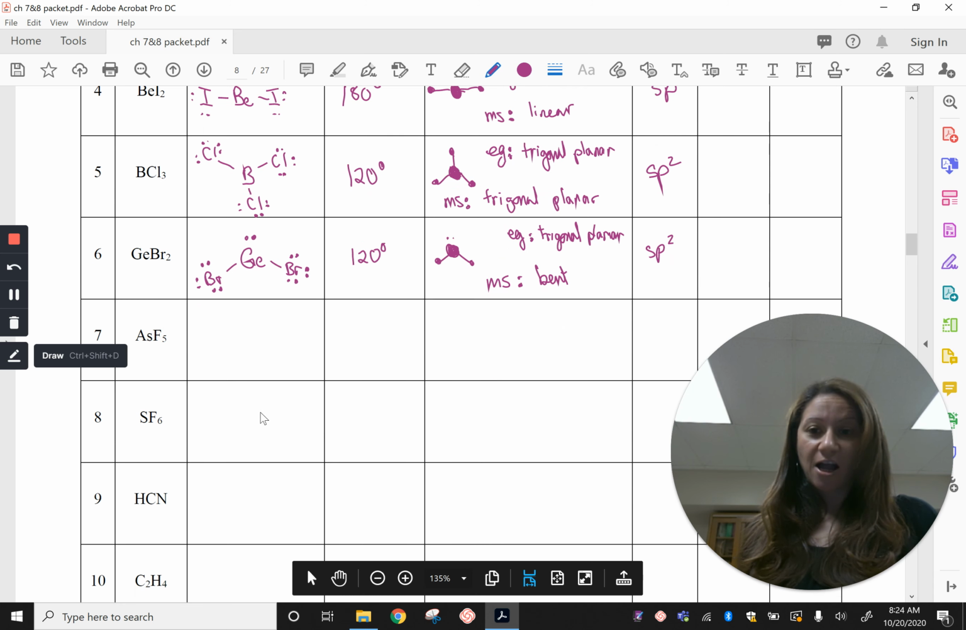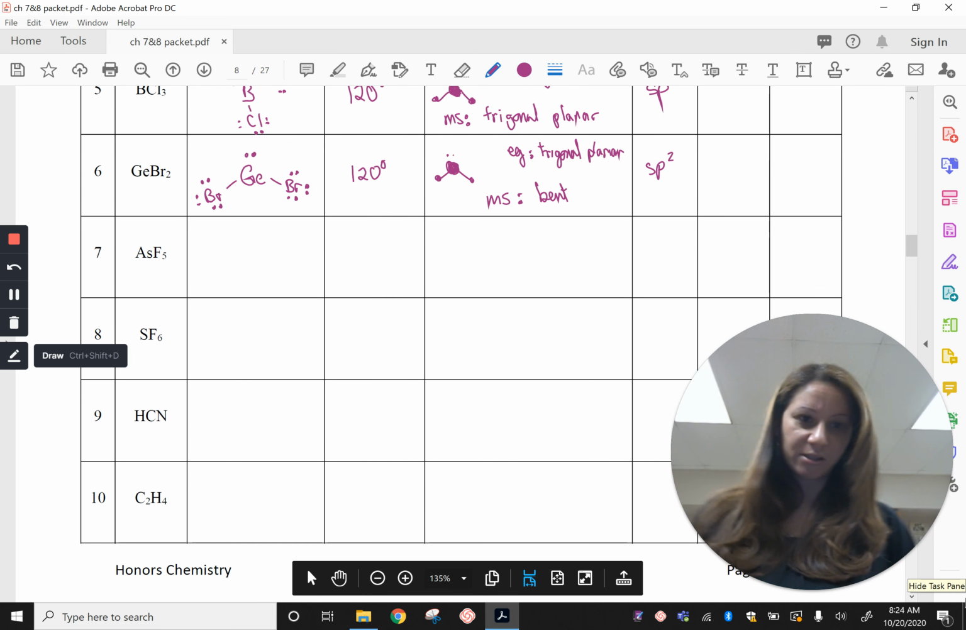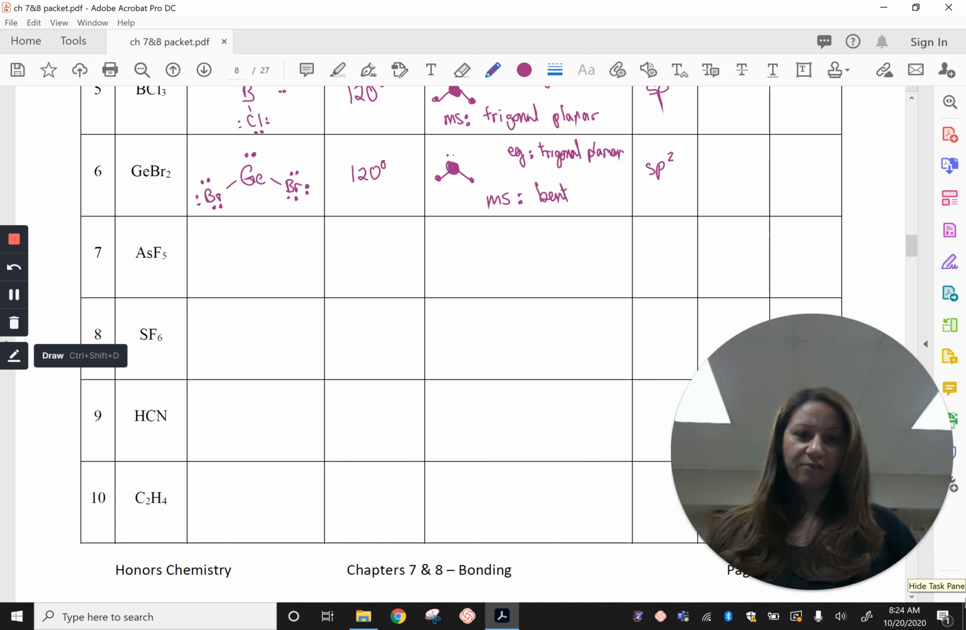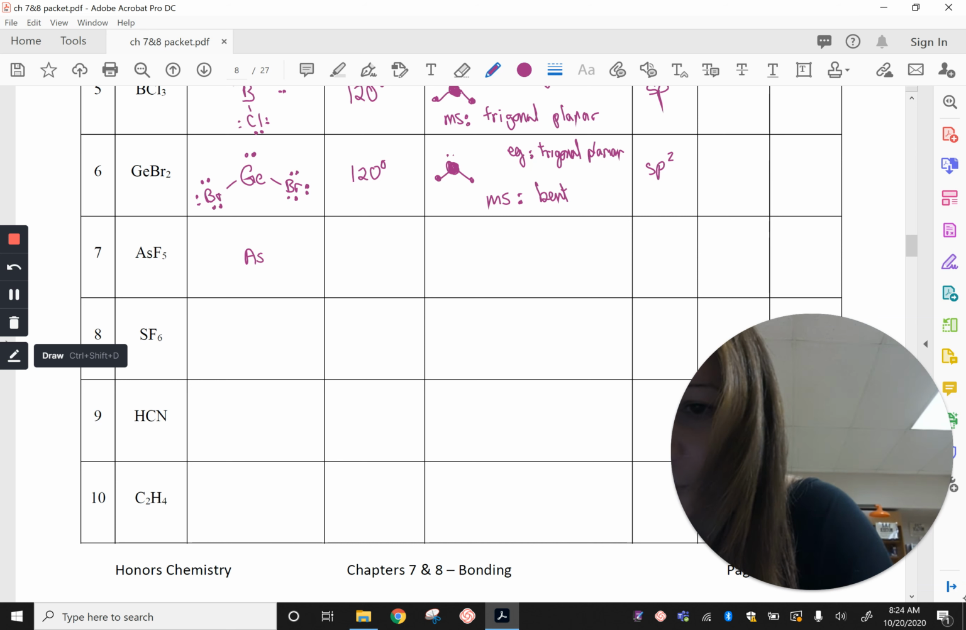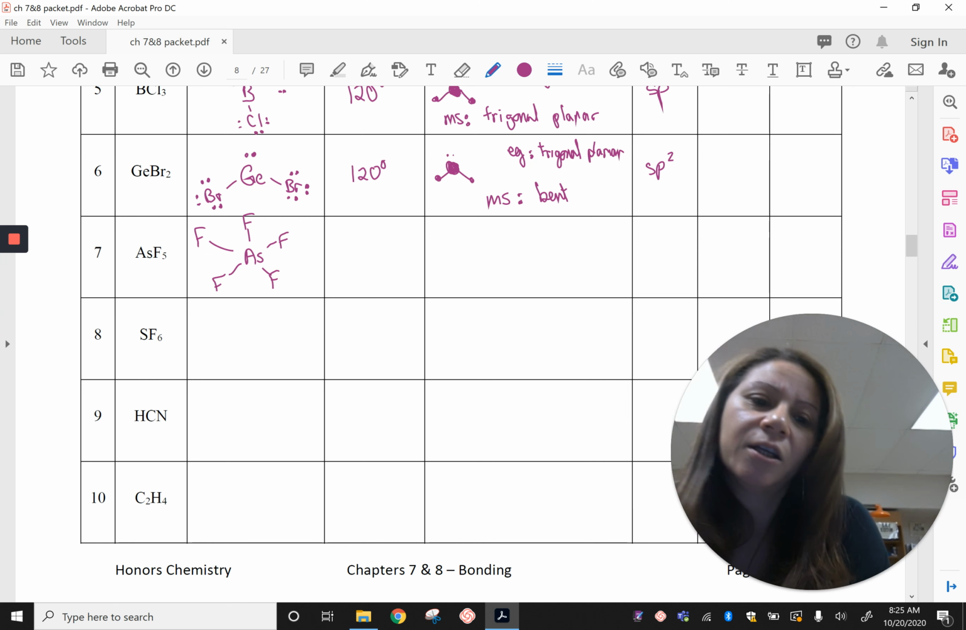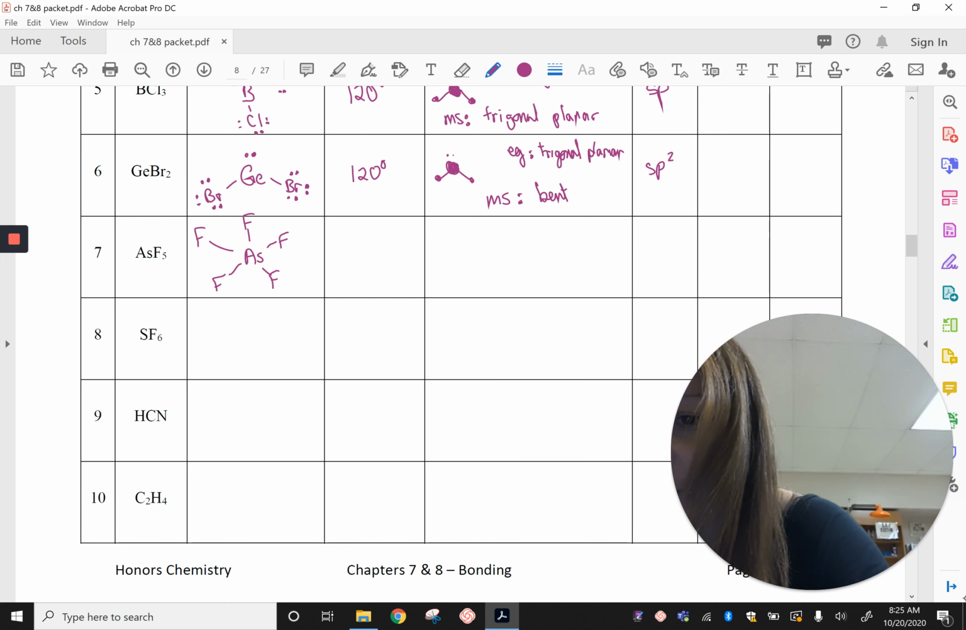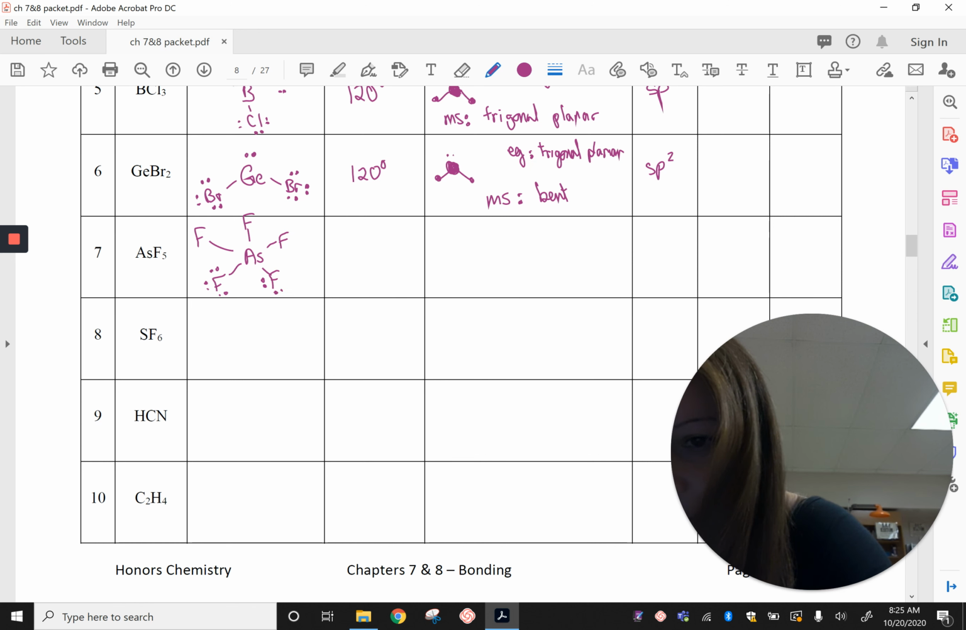Okay, AsF5. Arsenic has 5 valence electrons, and it has to bond to 5 different fluorines. So it's going to use each of its electrons to bond to a fluorine. 1, 2, 3, 4, 5. And each fluorine has 7 valence electrons, so one of them is used for the bond, and then each of them has 6 electrons that are in lone pairs, which means 3 lone pairs on each. It's a lot of lone pairs there.